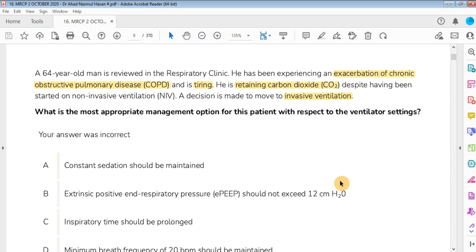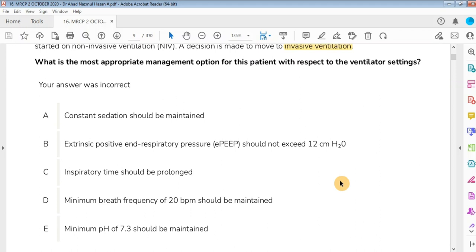A, constant sedation should be maintained. B, extrinsic PEEP should not exceed 12 centimeters of water. C, inspiratory time should be prolonged. D, minimum breath frequency of 20 breaths per minute should be maintained. E, minimum pH of 7.3 should be maintained.